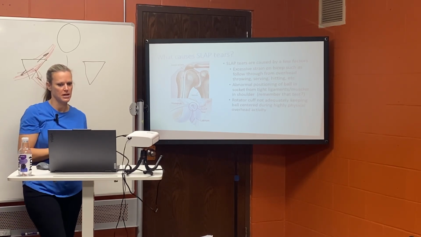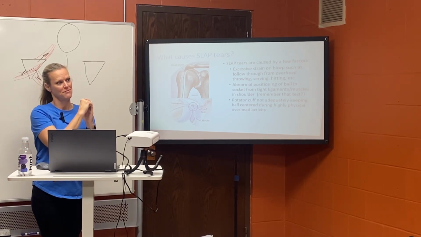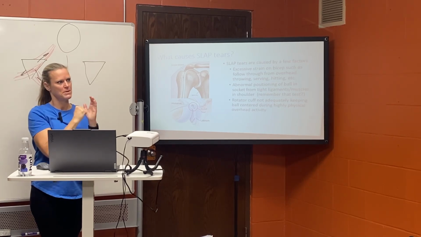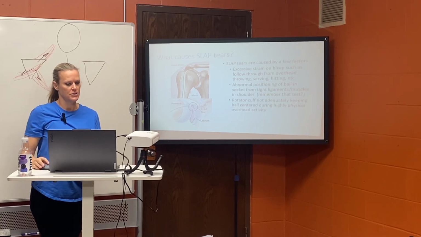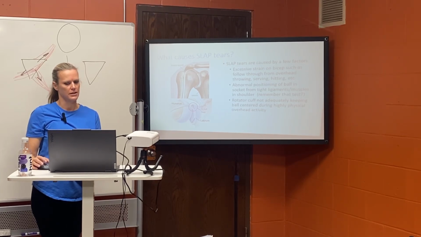Abnormal positioning of the ball in the socket. So remember, if you have those tight ligaments, it pushes the ball up and forward in the socket. So up is the labrum, so you're going to be bumping into that bumper all the time, and that can tear the labrum as well. So this is kind of an example of, here's your ball, here's your socket, and this is where that SLAP tear is, where the bicep is kind of pulling away with that labrum attached.